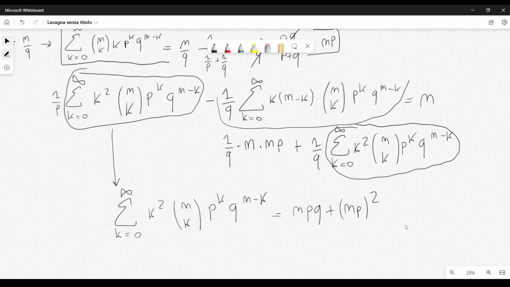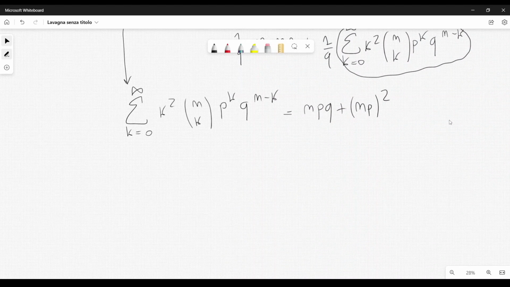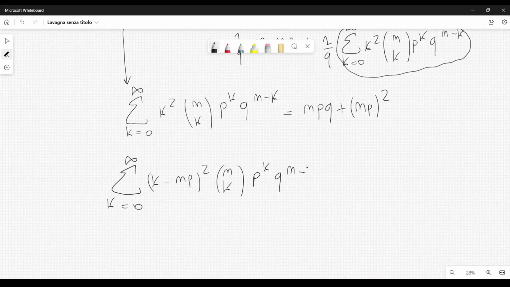It's just algebra. And now from this result, you can also get the variance. So the variance is calculated like this: sum from k equal to 0 to infinity, k minus np squared, n choose k, p to the k, q to the n minus k. Now here you can simply square these parentheses, you get k squared plus np squared minus 2np times k.